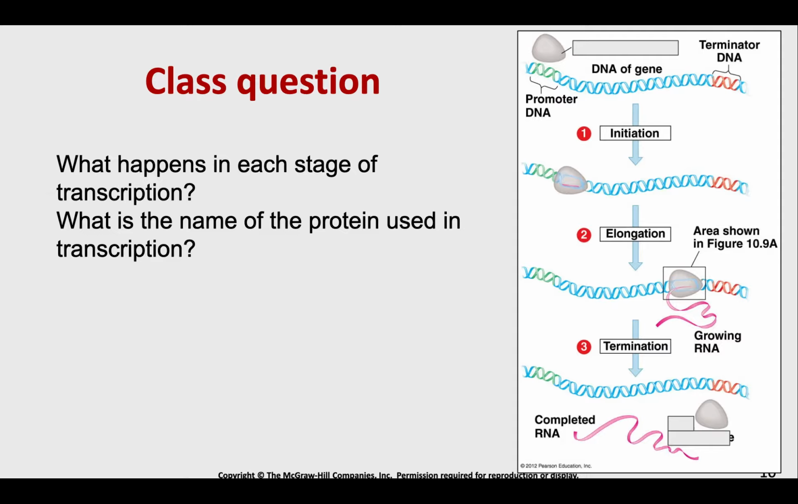All right, and the last step, which is termination. And what happens in termination? Yeah, everything lets go. The RNA polymerase detaches. The transcribed mRNA detaches away and is now completed. All right? And we kind of gave it away. What is the name of the protein used in transcription? Polymerase, but what polymerase? RNA polymerase, yes.